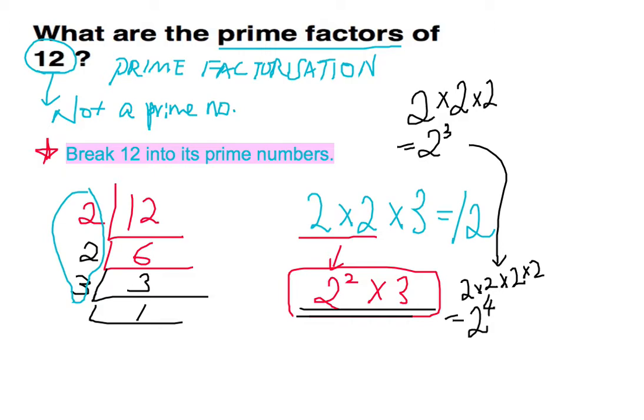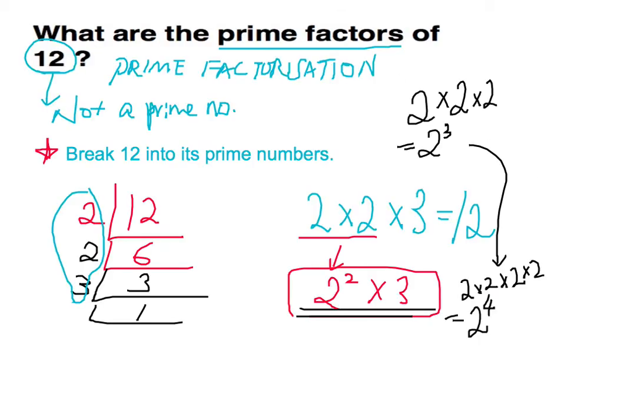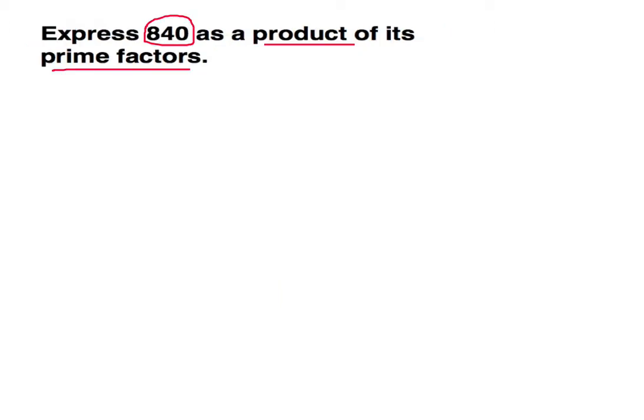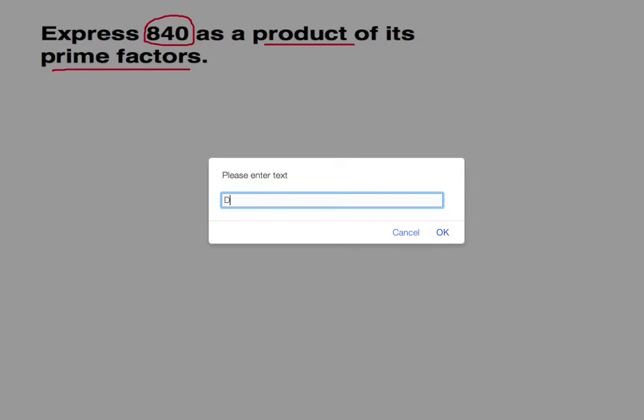Okay, so moving on, for this next question you see we have a much bigger number than before. It's 840 instead of 12. 840 is obviously not a prime number, so what they are asking you to do is to break it down into prime factors. They want you to express 840 as a product of its prime factors. It's the same meaning as the previous question, what are the prime factors of 12.